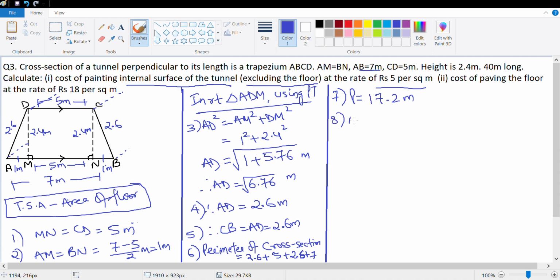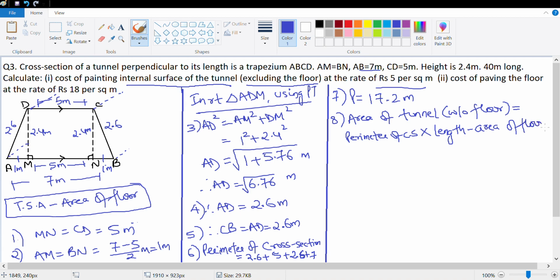Perfect. Which means area of the tunnel without floor would be equal to perimeter of cross section multiplied with the length minus area of floor. Done. This is from the formula that I talked about earlier. This is perimeter into length, and from there we need to remove the area of the floor. So perimeter is 17.2 multiplied with the length, which is given as 40.